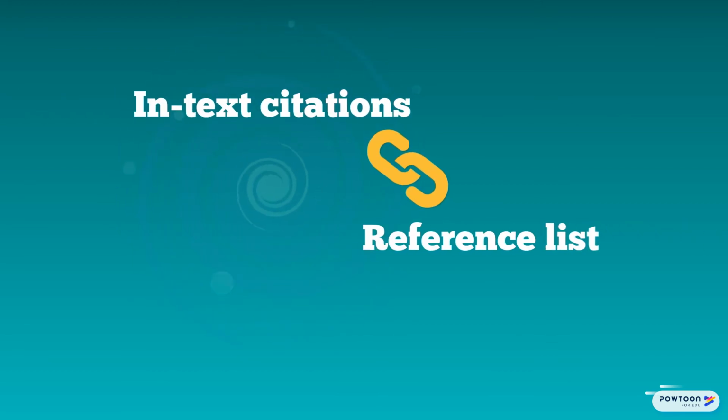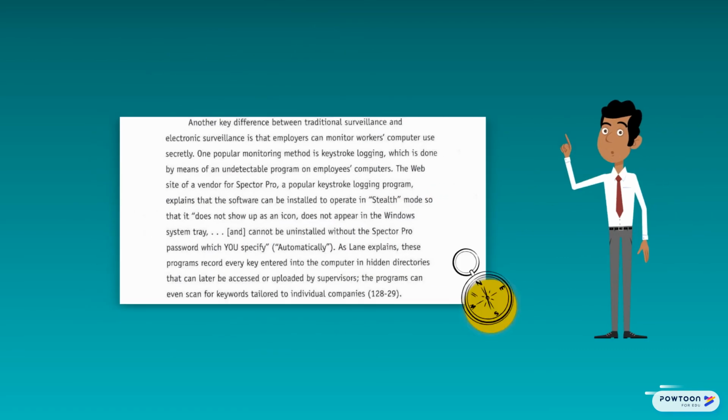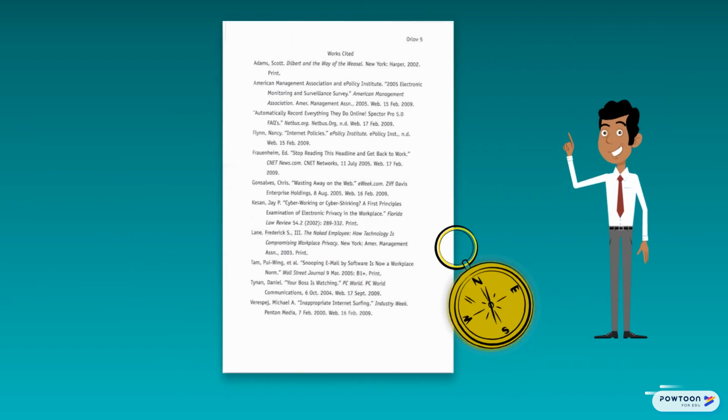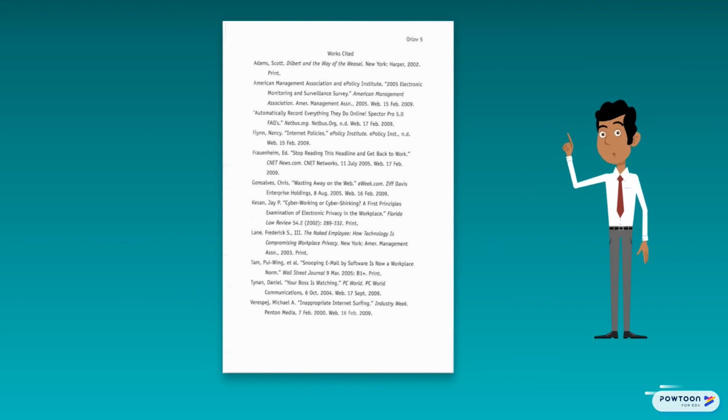Lastly, it is important to note that there is a relationship between the in-text citations and the reference list. The in-text citations are a map of sorts that lead the reader to the reference list for more information. So be sure that what is included in the in-text citations is also included in the reference list.